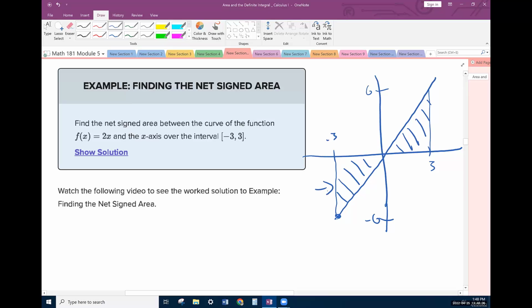I was doing this a little differently than the book was. I call this down here area 1 and call this area 2. It doesn't matter what you call it. But in essence, we have to do area 2 minus area 1, because area 1 is below, because we're taking away the negative area.